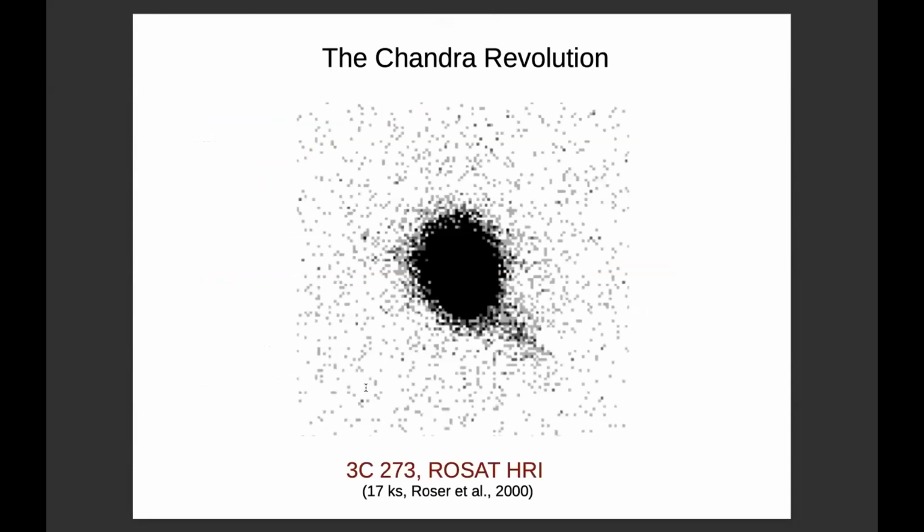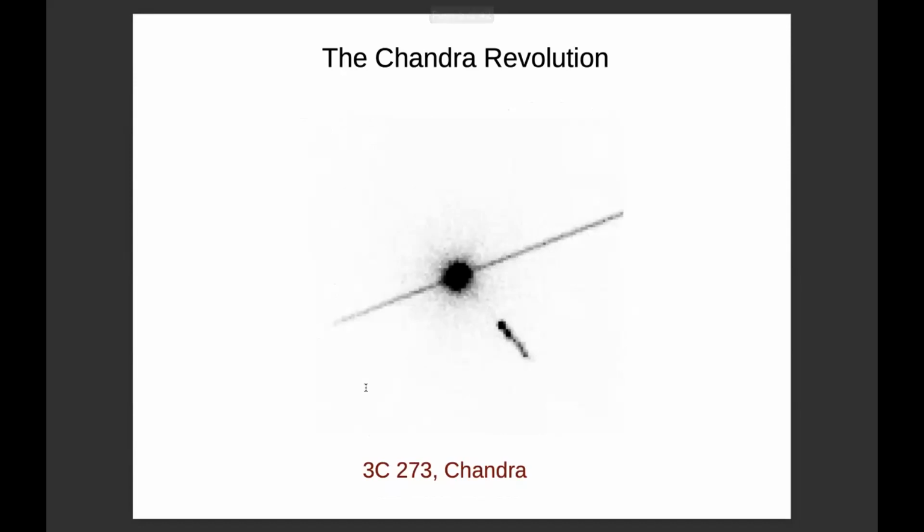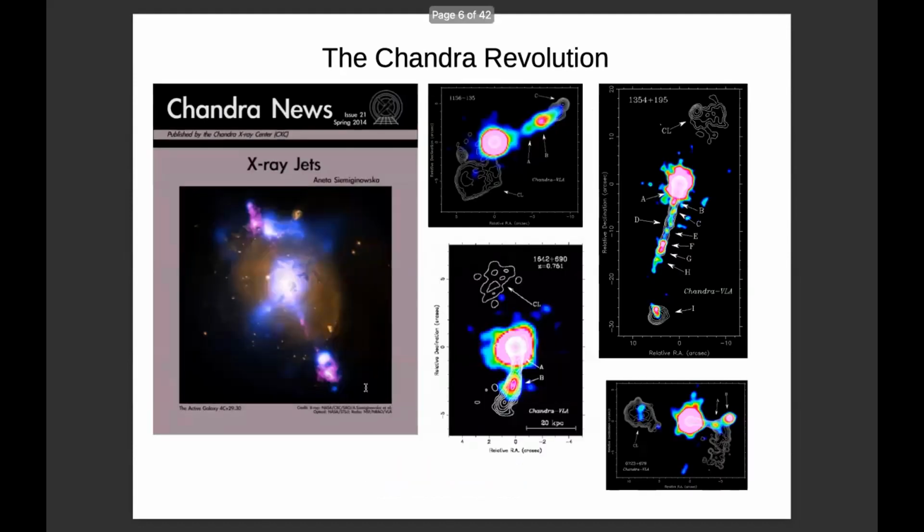So just to remind you guys how big a deal Chandra was for these kinds of studies: we weren't tracking what the jets were doing, their morphology and how they look on arcsecond scales, before Chandra was launched. There were very few observations. This is 3C 273, a famous X-ray jet, as seen by ROSAT. That's what it looks like when you look with Chandra. So you can actually start seeing what this jet looks like, matching radio resolution.